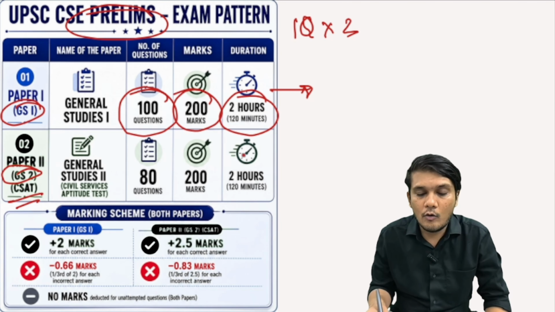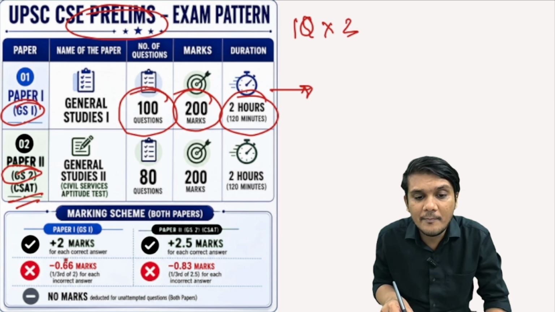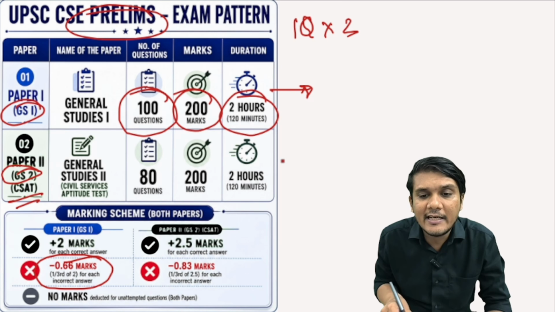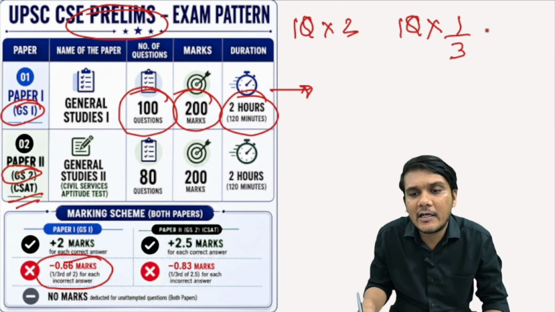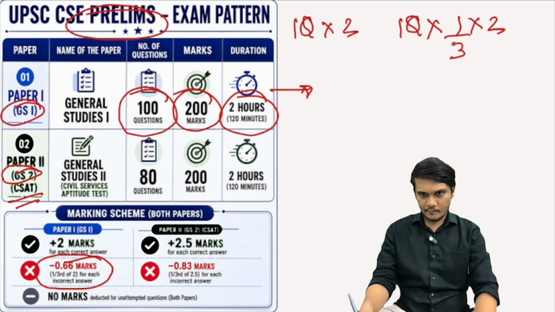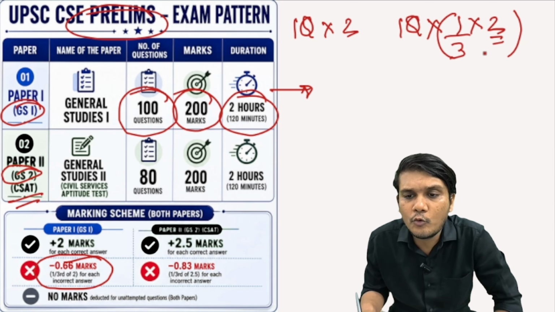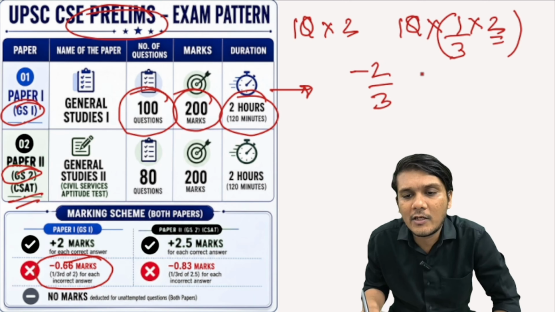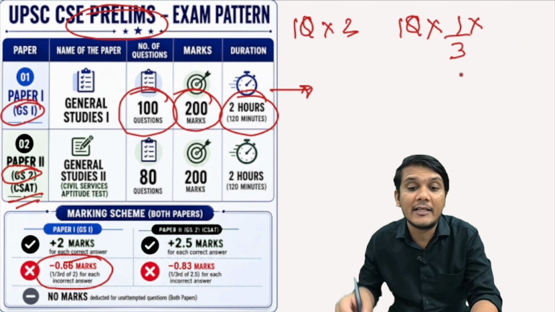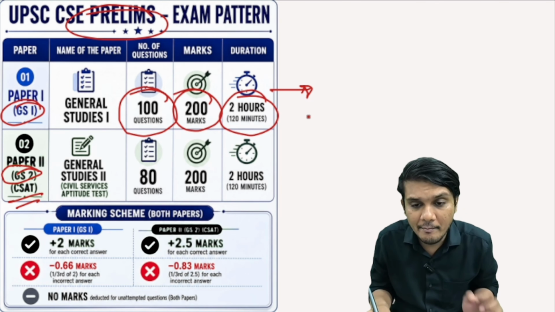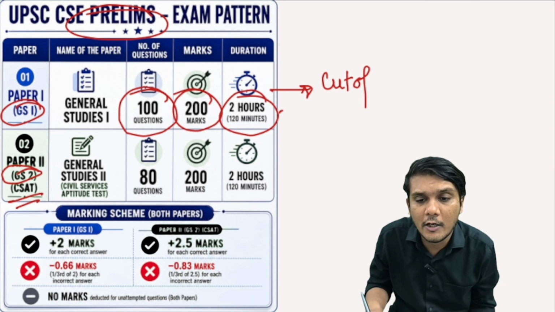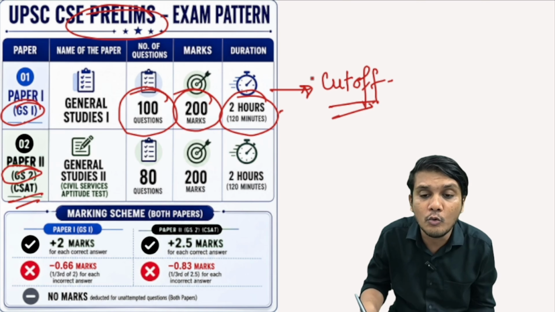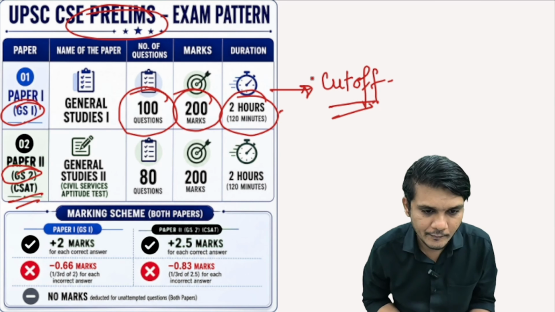Now let us look at the negative marking as well. If you get an answer incorrect, then for each question you get one third negative of the total marks of that question. So you will get negative one third of 2, that means minus 2 by 3, that is minus 0.66, which is the negative marking in GS paper 1. Now remember, this GS paper 1 is the paper that will be used to find out the cutoff. This will decide who goes on to write mains or not.